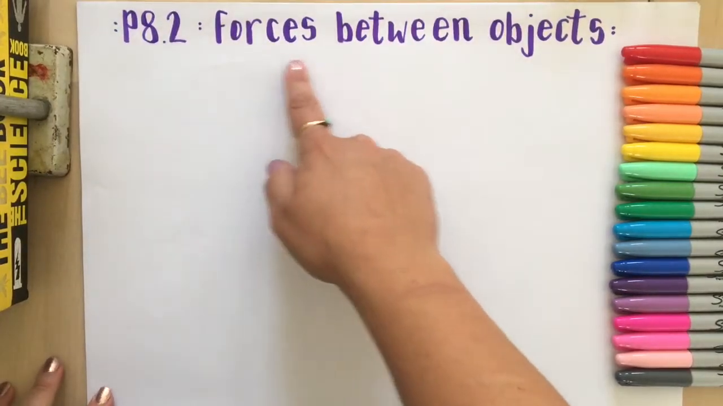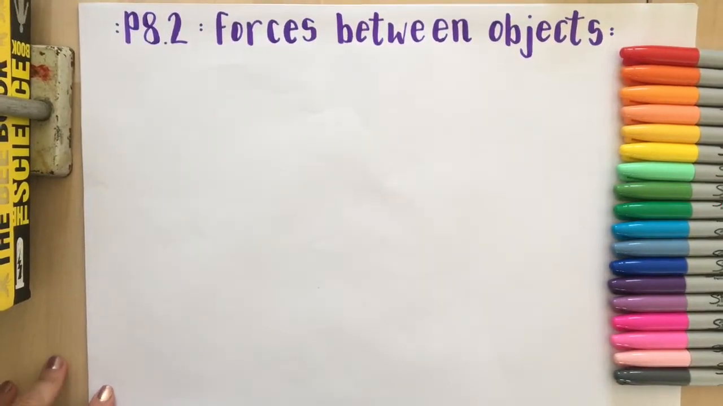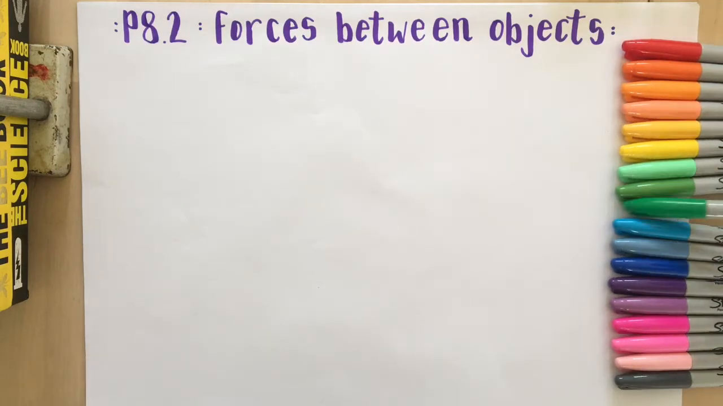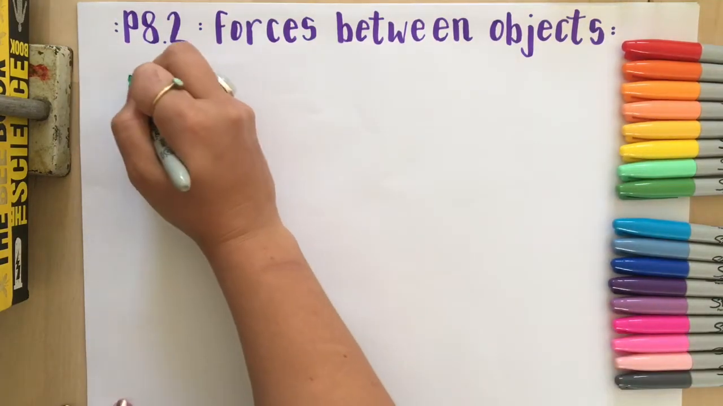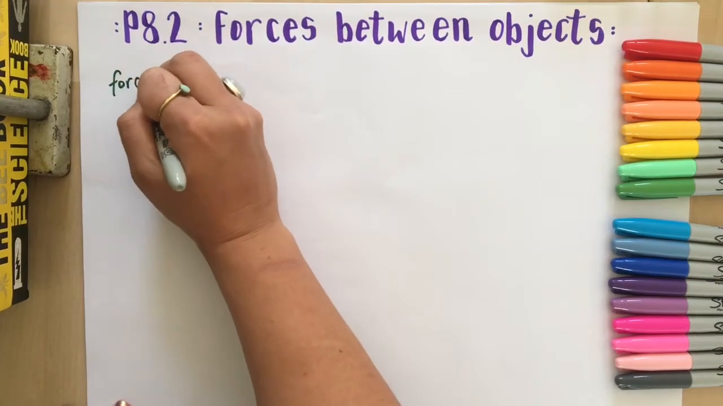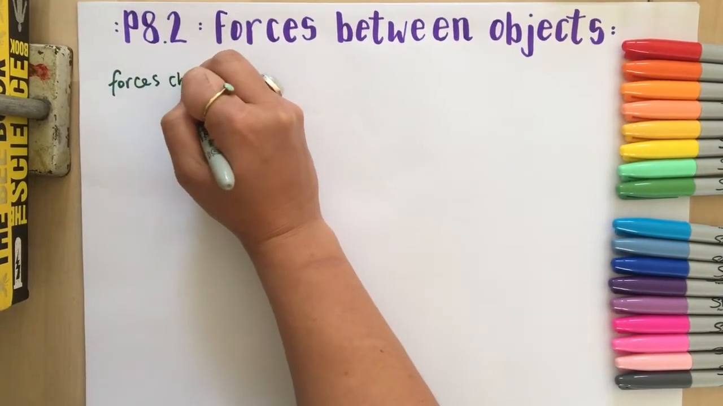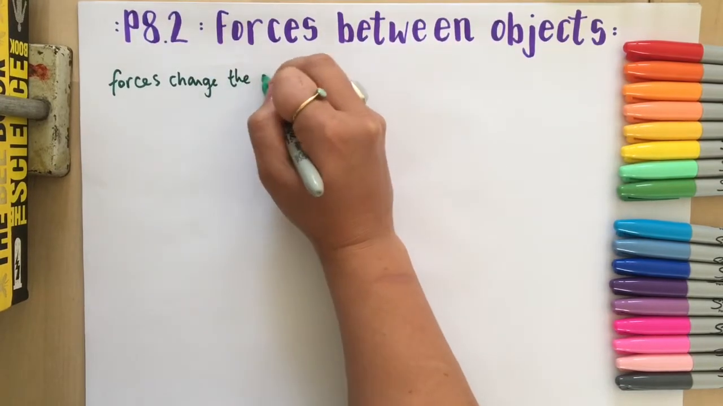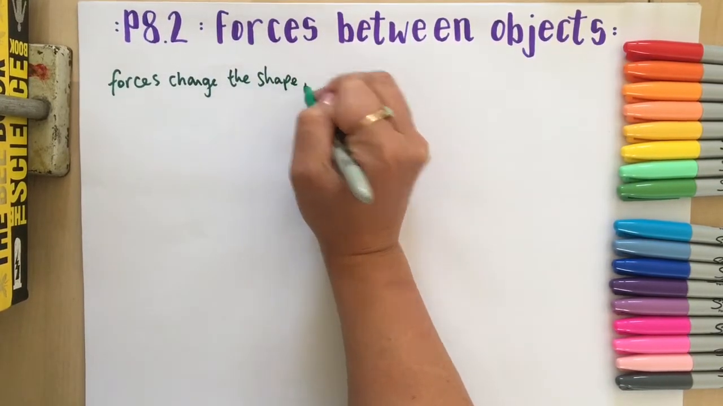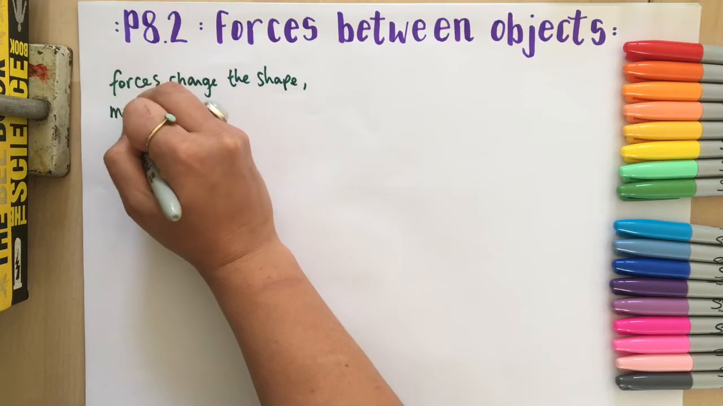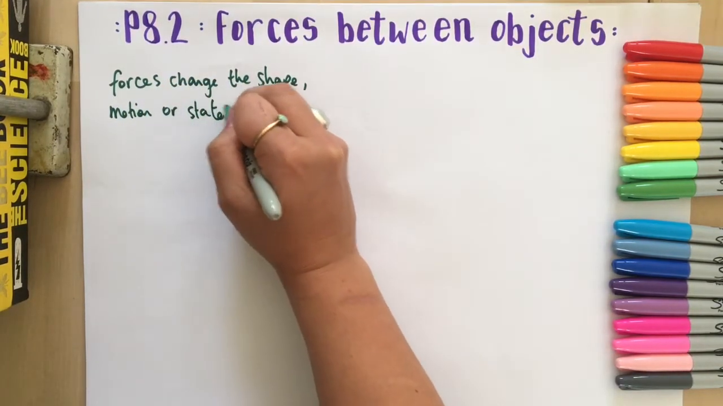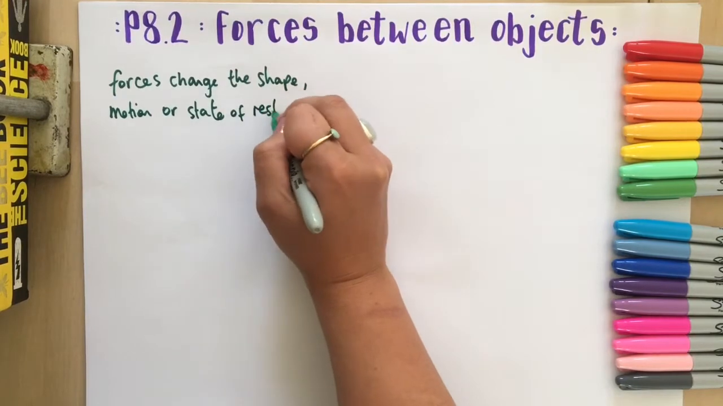When we're thinking about forces between objects, the first thing that we probably want to do is to check that we know what we mean by a force. So forces change the shape, motion or state of rest of an object.